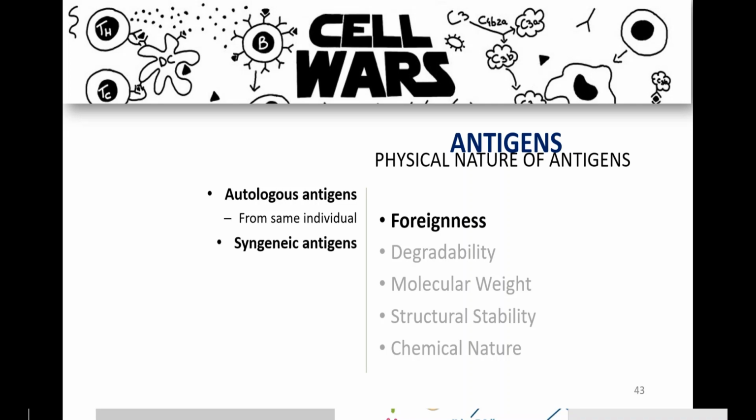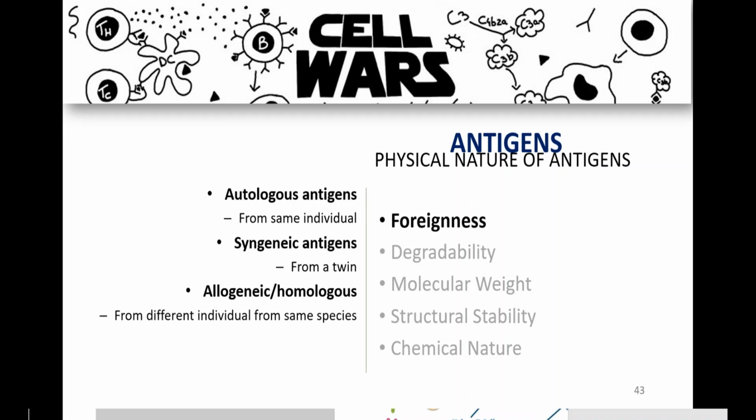Another antigen is what we call syngenic antigens. Syngenic antigens are those that come from twins, twins who have the same genetic makeup, as in identical twins. Another type of antigen according to foreignness is allogenic or homologous antigens. These are antigens that come from different individuals of the same species. Example, kidney transplantation between siblings.